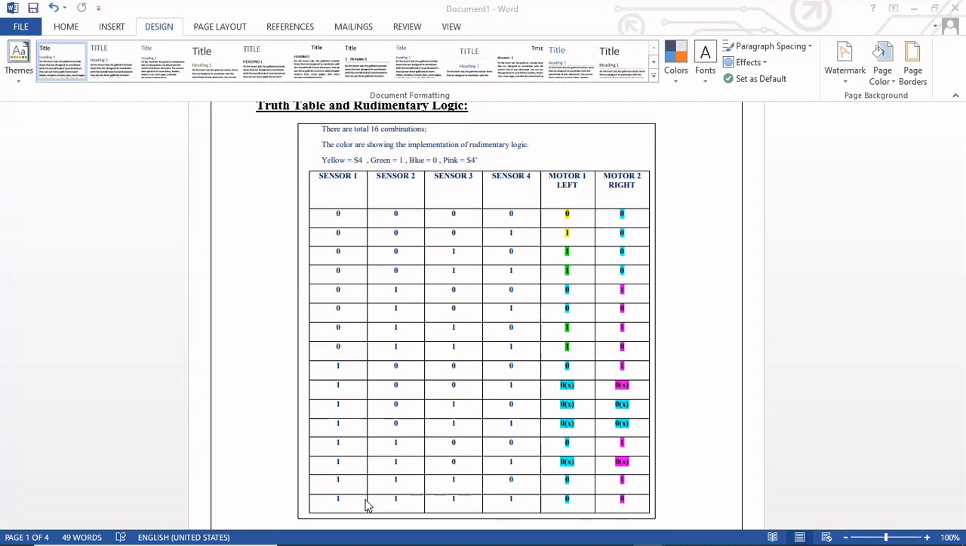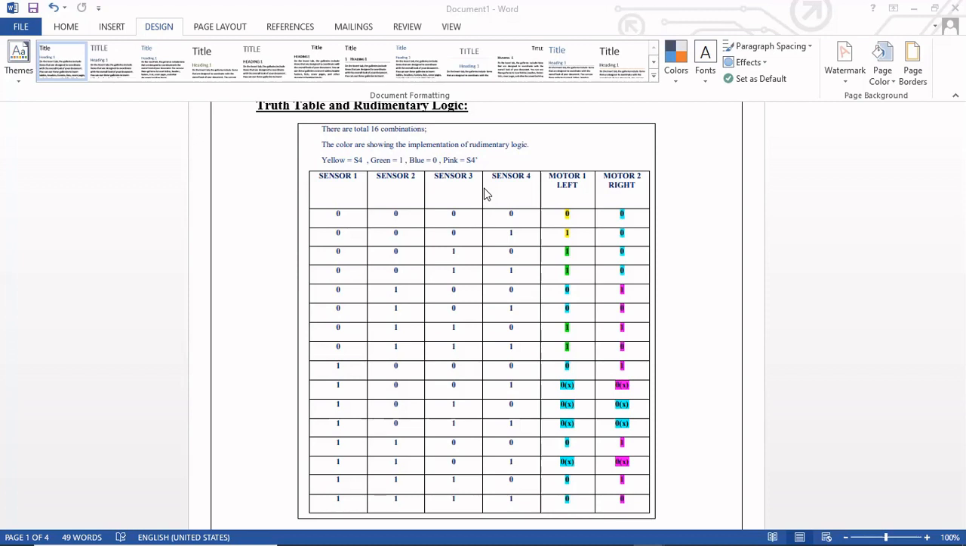In the last condition, when all four sensors are on, the robot should stop. So both the motors are off. So it was all about the truth table. In the designing of this robot, we are asked not to use the Arduino or microcontroller. We are asked to design this robot using four sensors. So these were the requirements of this project.